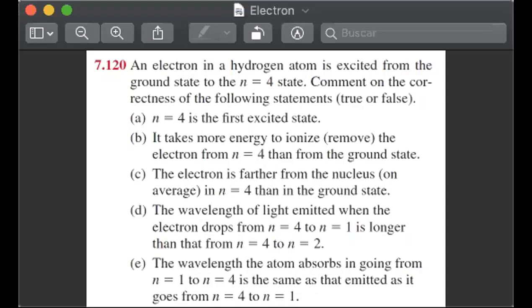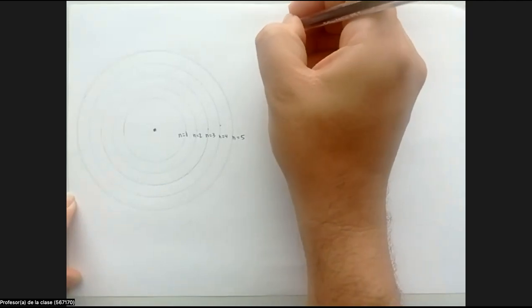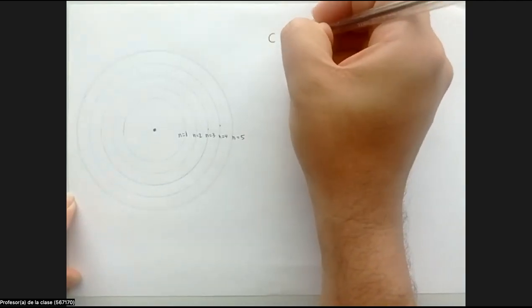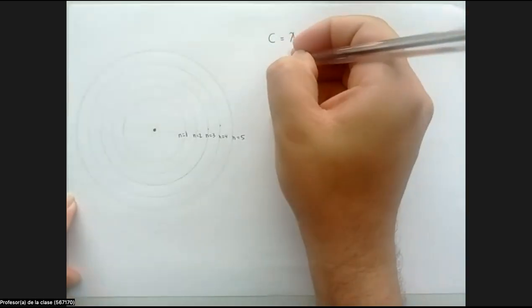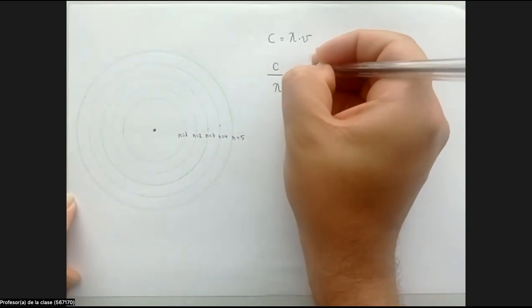Question D, the wavelength of light emitted when the electron drops from n equal 4 to n equal 1 is longer than from n equal 4 to n equal 2. Let me see. If you remember, the speed of light is wavelength times frequency, right? If I solve for frequency, the speed of light divided by the wavelength will be the frequency.